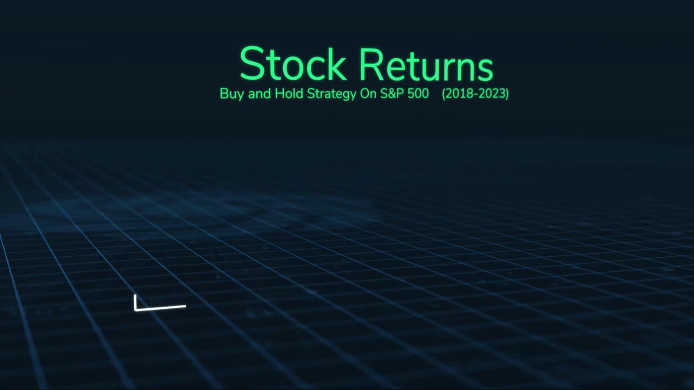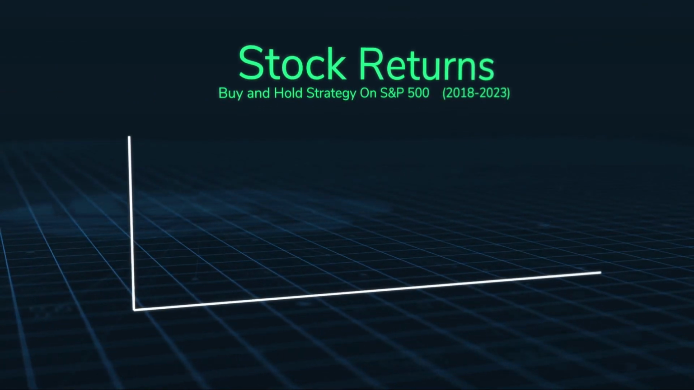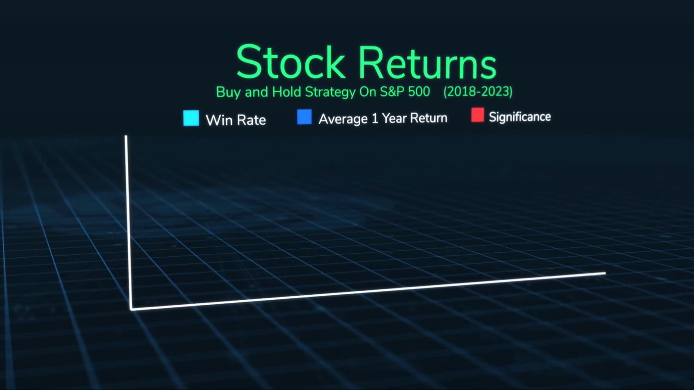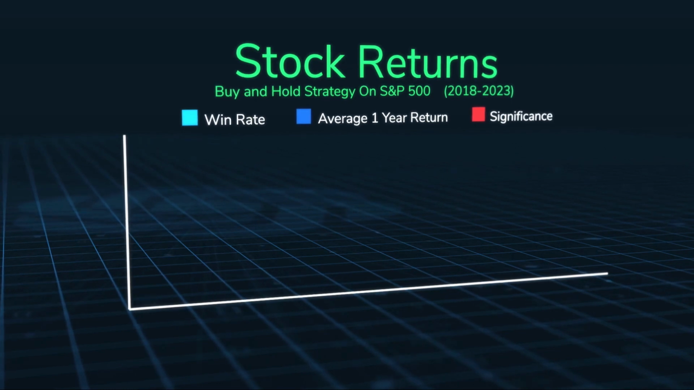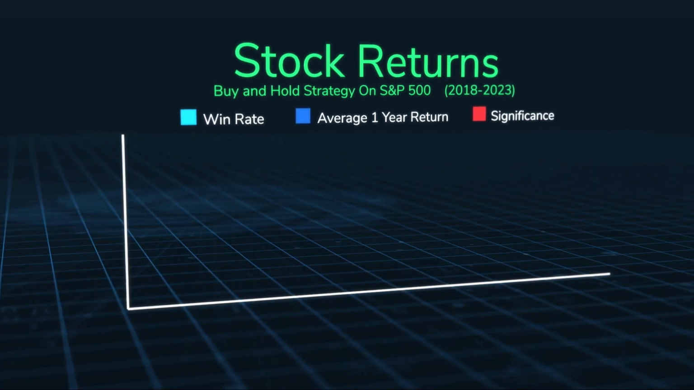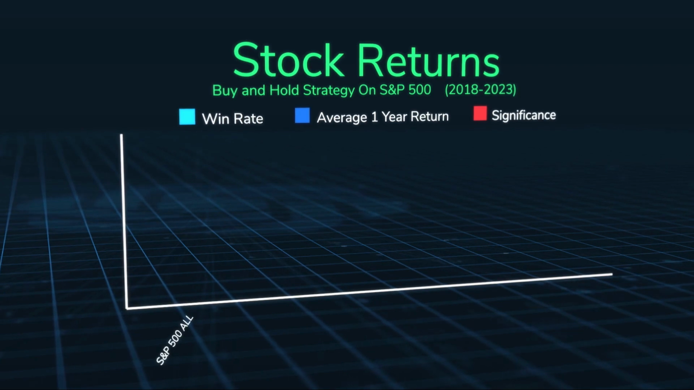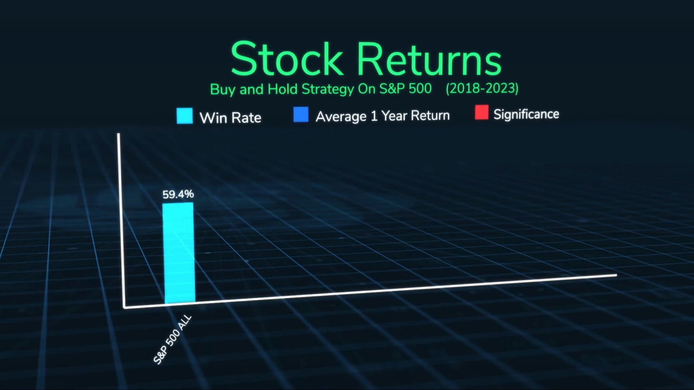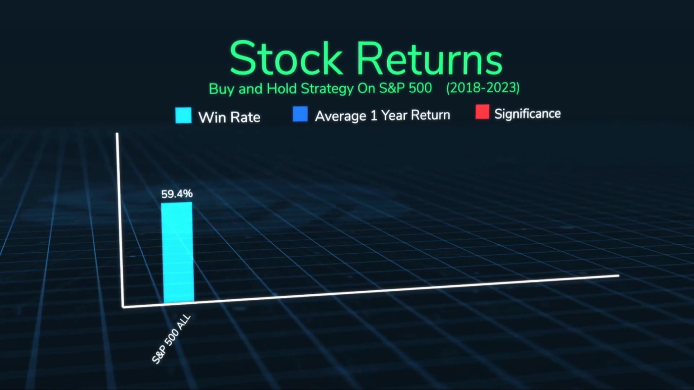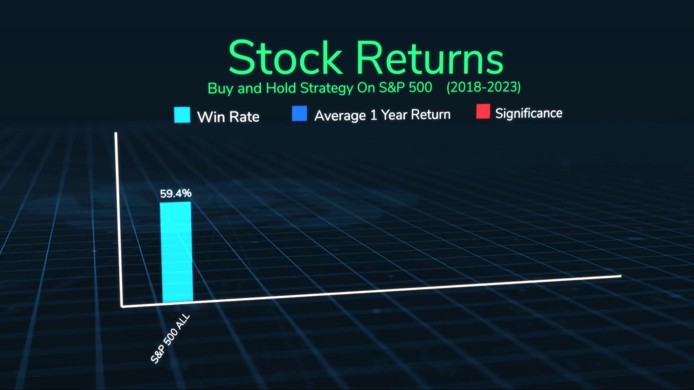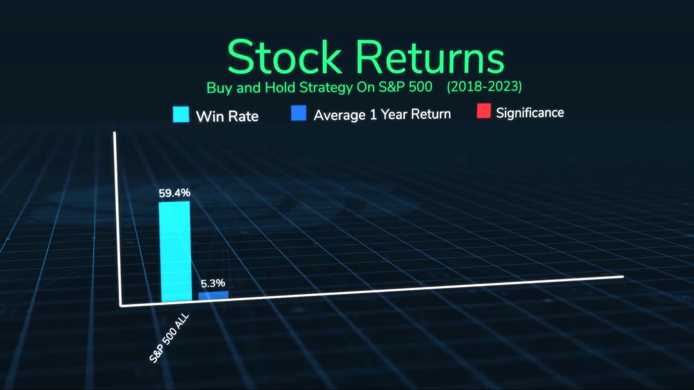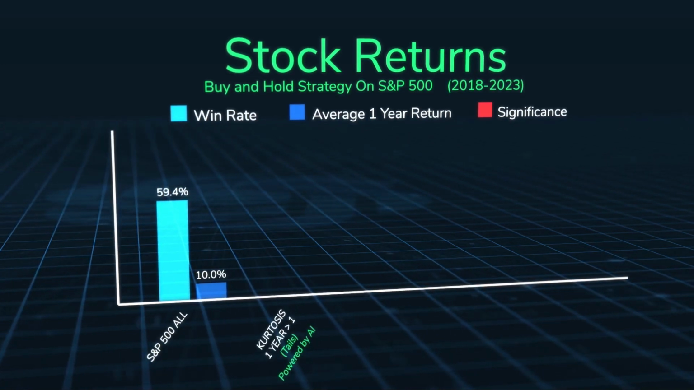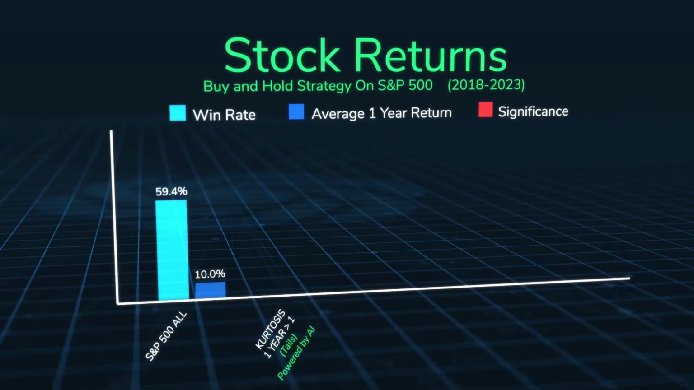If we took the constituents of the S&P 500 in 2018, and I said, I want to see the average one-year return for every stock in that group from June 2018 to June 2023. One-year return, every single stock in the S&P 500. The win rate, which is simply measured as were the returns positive or negative, was 59.4%. That makes sense. Stocks go up in general, in particular large caps. The average one-year return was 10%. This is not me doing anything. This is observational.